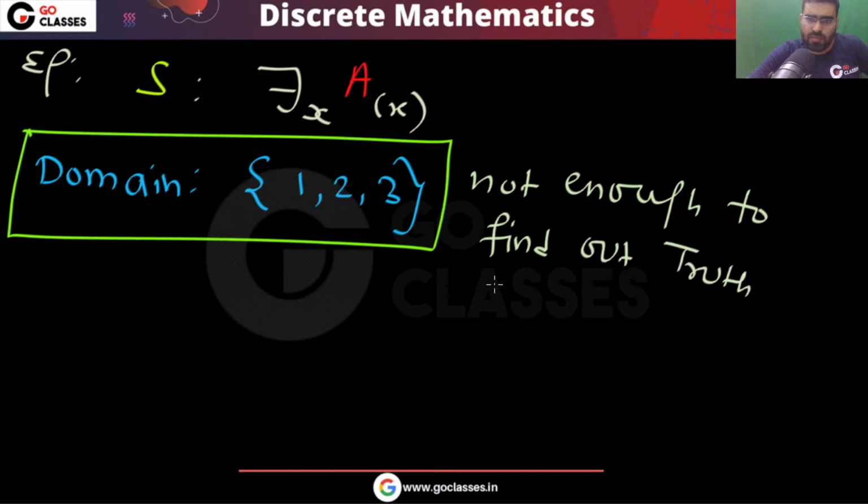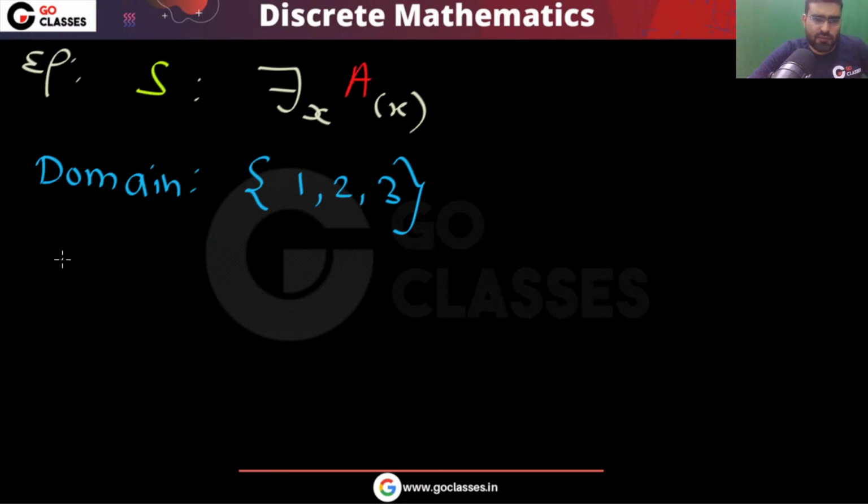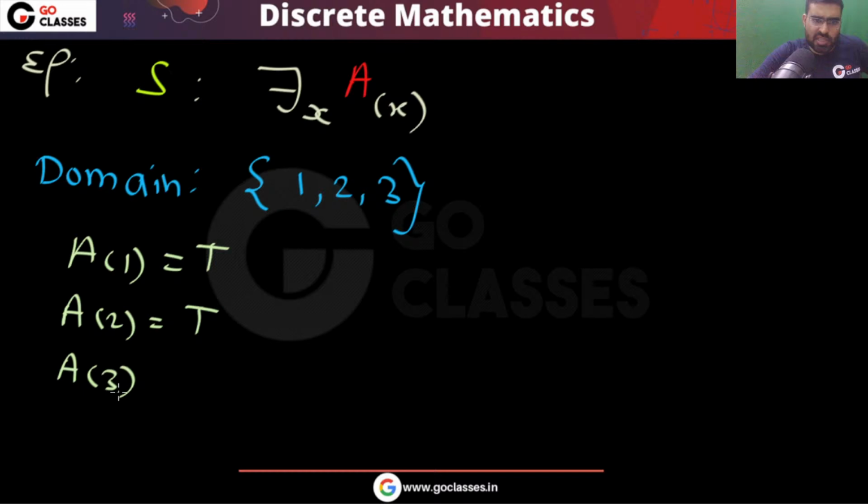To find out the truth value of expression S, definitely this is not a model. I need, for every value in this domain, the predicate value, correct? So you can see that if I give you that a1 is true, let me give you that a2 is true, and let me give you a3 is false.